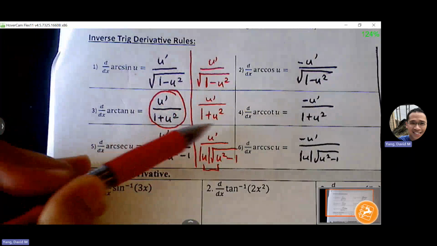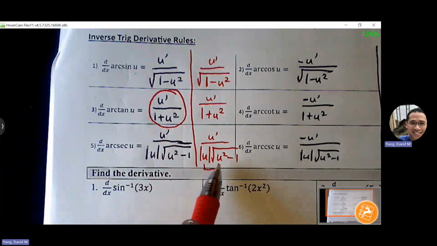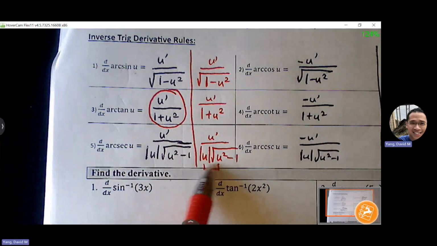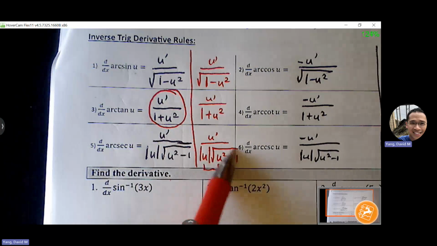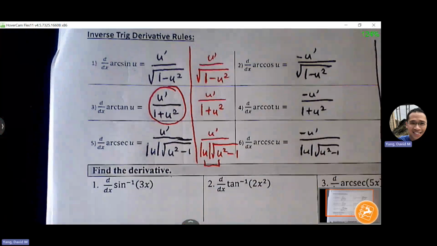So I start here with the easiest. I build my most difficult one, and I make sure that my u's are next to each other. If I can figure out this pattern, I just know that I have to flip that pattern around to get to arcsine. Okay, so that's how I remember it.